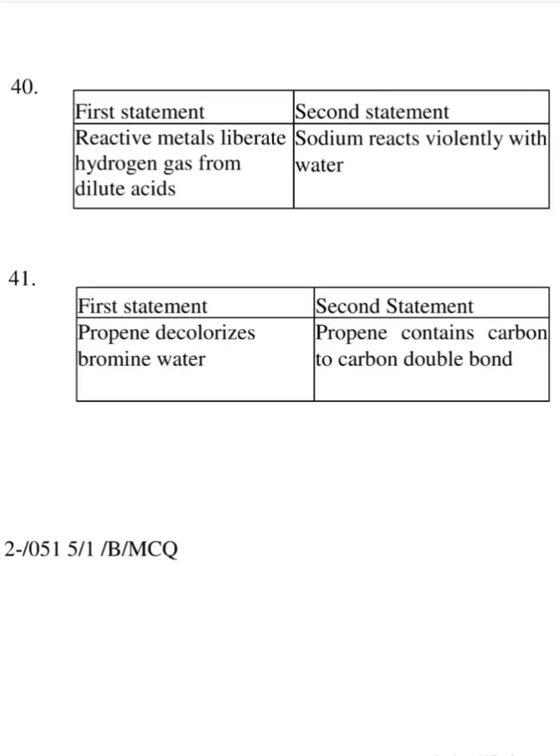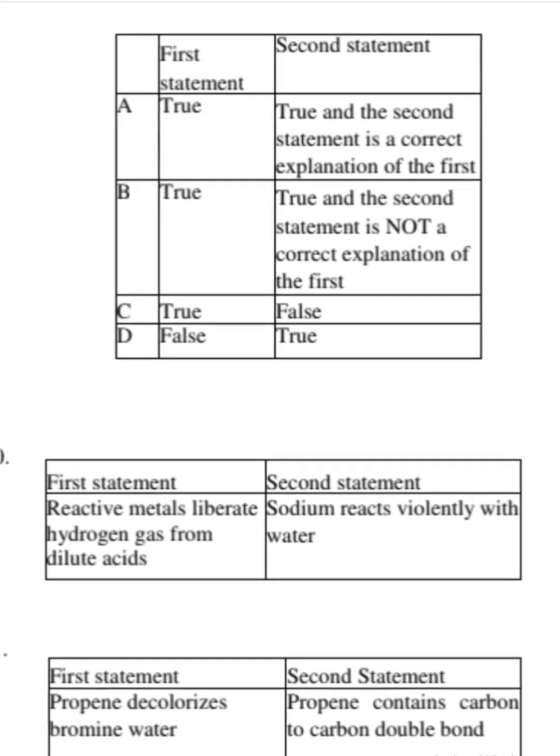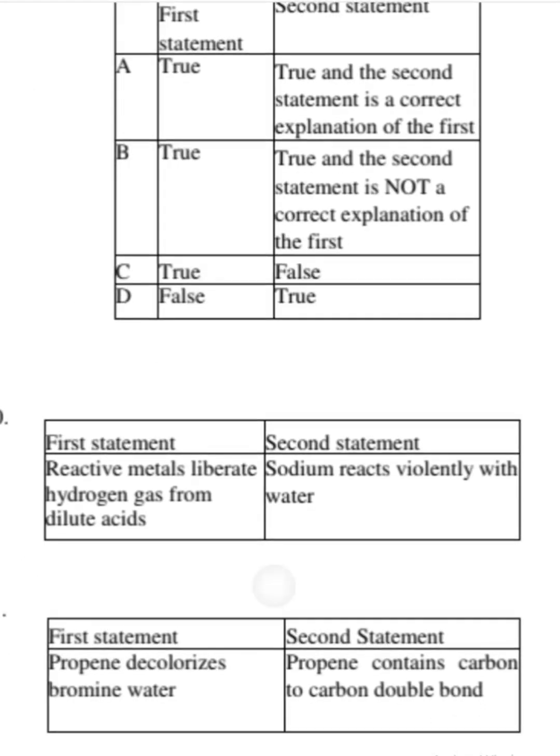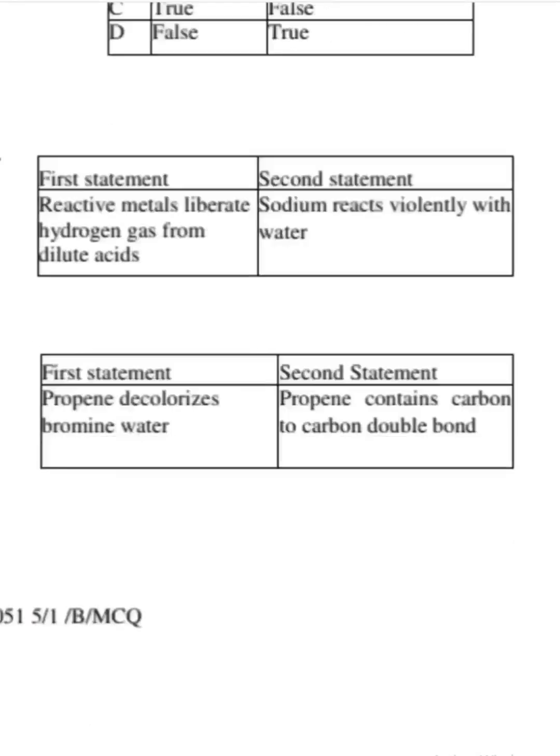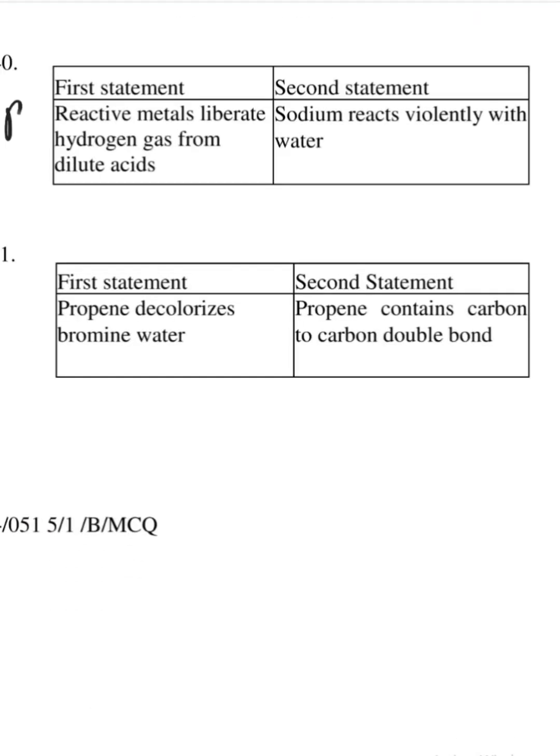So in number 40, the first statement is that reactive metals liberate hydrogen gas from dilute acids. Yes, that is true. The second statement is that sodium reacts violently with water. That is also true, but that second statement does not explain the fact in the first statement. So we have option B. The first is true, the second is true, but the second does not explain the first. So the correct option in 40 is B.